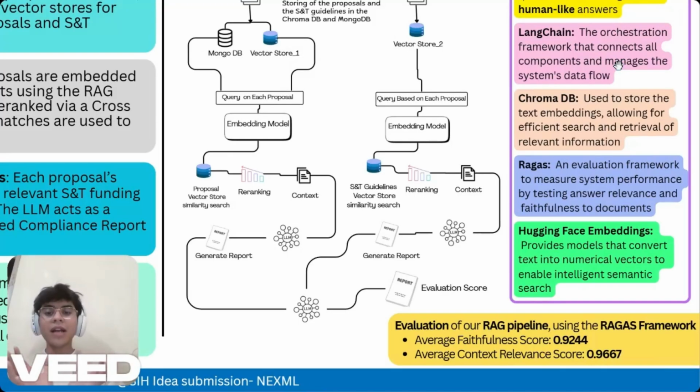Now, speaking about how our approach is novel, we deploy two novel functionalities in our approach. Number one is re-ranking, and number two is chain of thought processing. Ariba has explained all about re-ranking. What we do in the re-ranking is we retrieve the top K proposals or the top K guidelines, and we re-rank them.